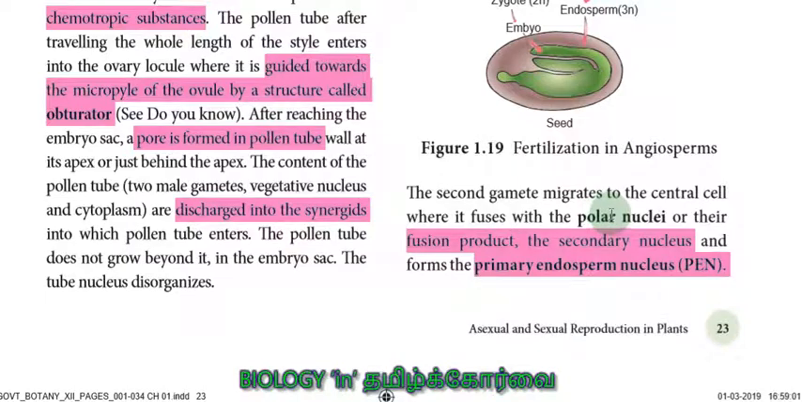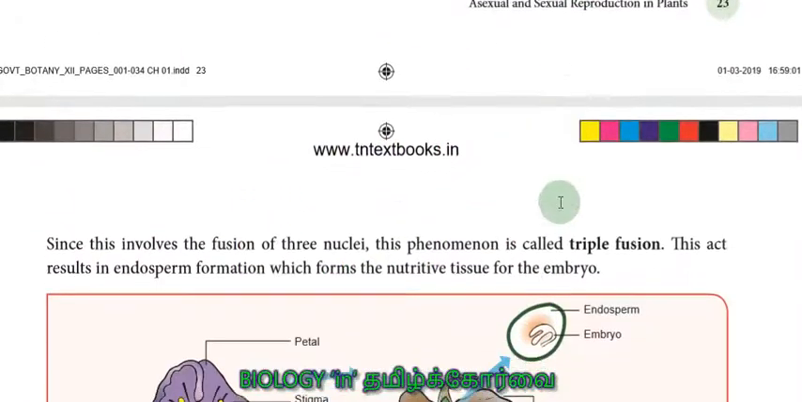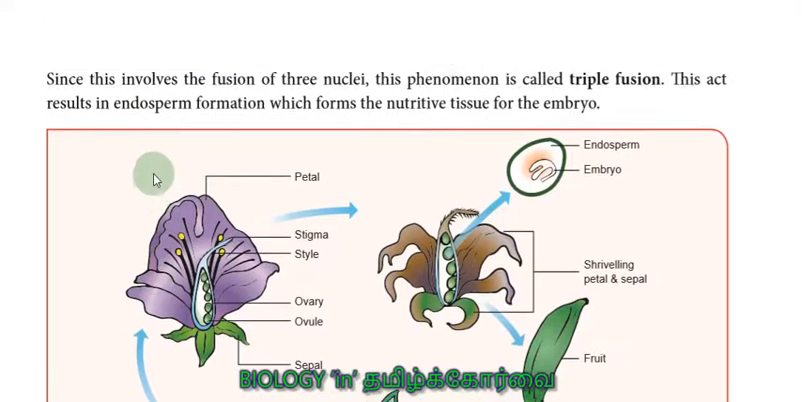The second male gamete migrates to the central cell where it fuses with the polar nuclei or their fusion product, the secondary nucleus, and forms the primary endosperm nucleus, PEN. Please remember PEN, primary endosperm nucleus. What is its ploidy condition? It is triploid because it involves fusion of three nuclei. Since this involves the fusion of three nuclei, the phenomenon is called triple fusion. This results in endosperm formation, which forms the nutritive tissue for the embryo.